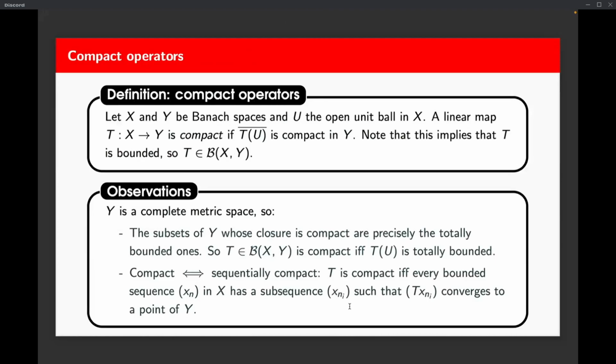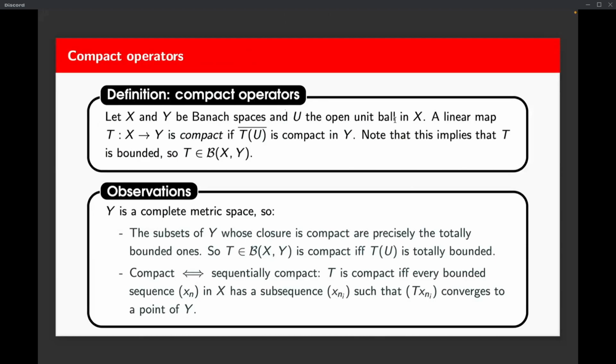Okay, so on to the final main topic of the chapter. We're going to talk about compact operators. So what is a compact operator? Well, we're going to start with X and Y being Banach spaces. We're going to characterize it in terms of how T maps the open unit ball of X.